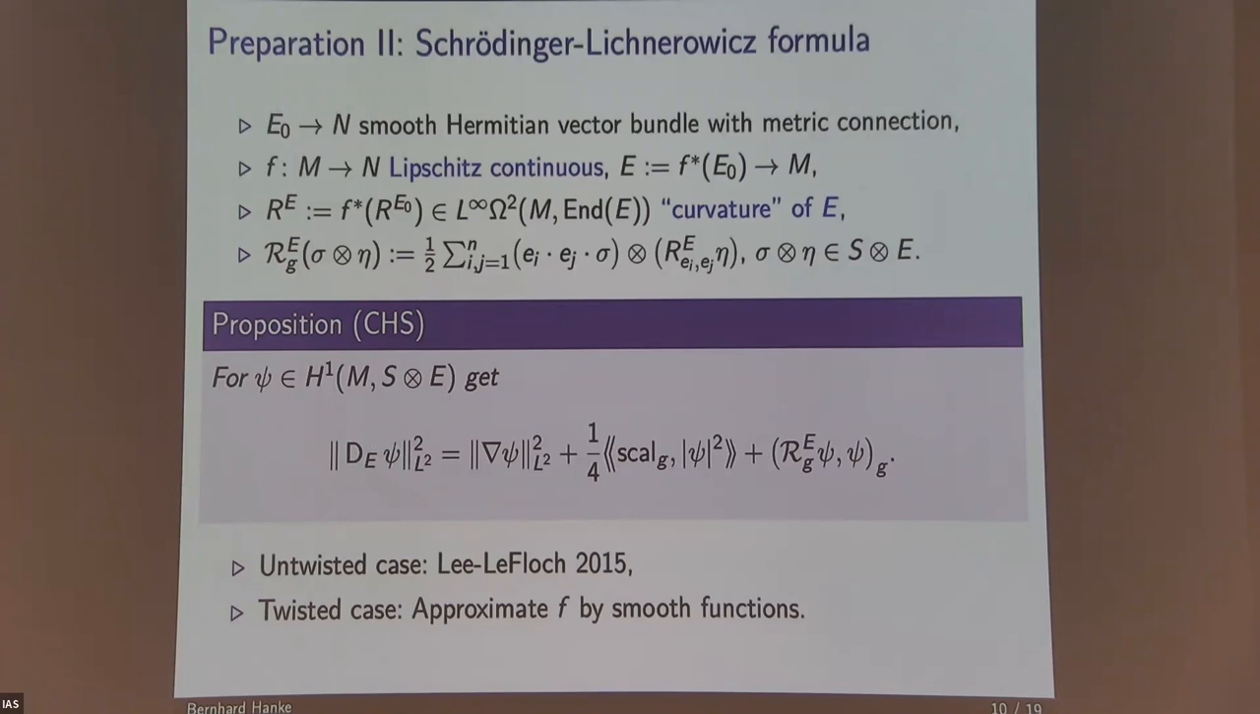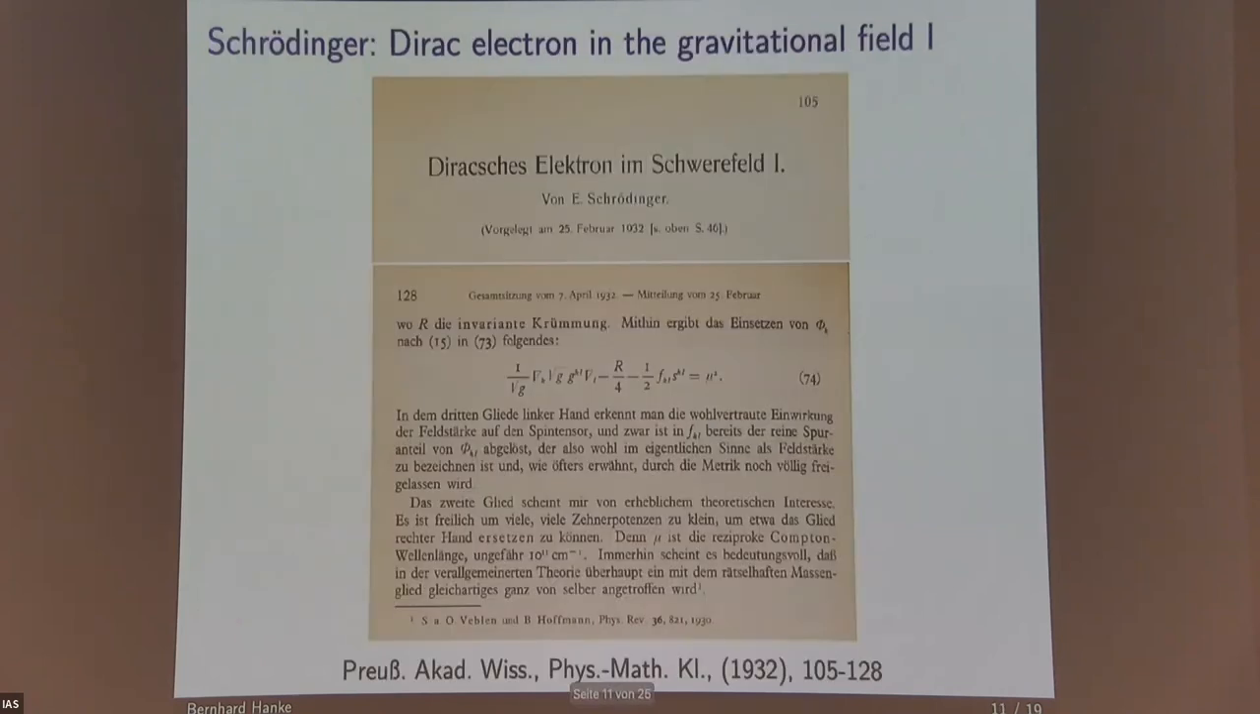In particular, if we find a section psi which lies in the kernel of the Dirac operator, then the left-hand side is zero. And this tells us that each term on the right-hand side must also be zero. This will be written later on, but this is the general method by which we derive conclusions in scalar curvature geometry from that. So let me go back a little bit into the history of science.